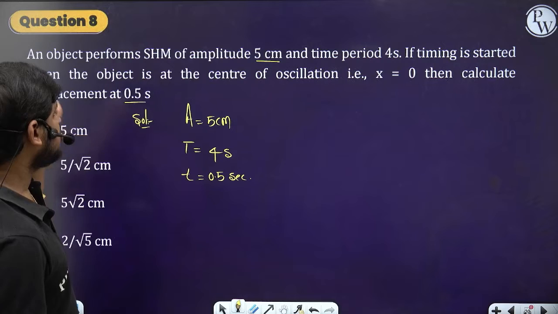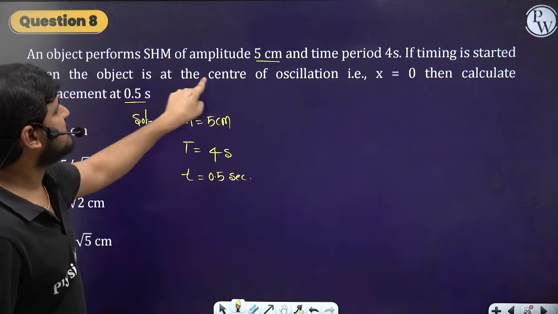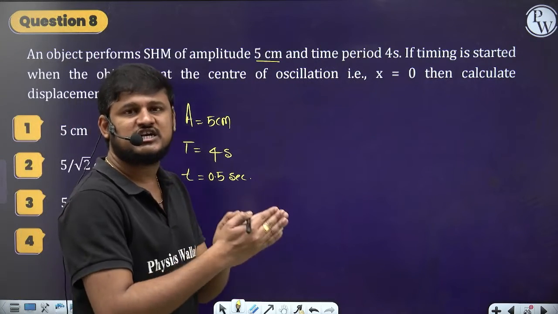Right, chal. So the hint is given: if timing is started when the object is at the center of oscillation, at x equals 0. So at x equals 0, it starts its oscillation.